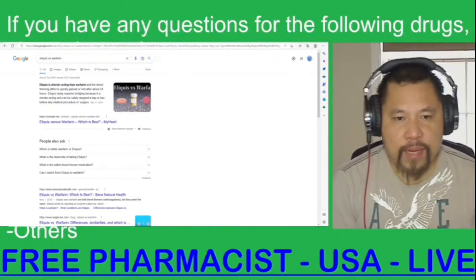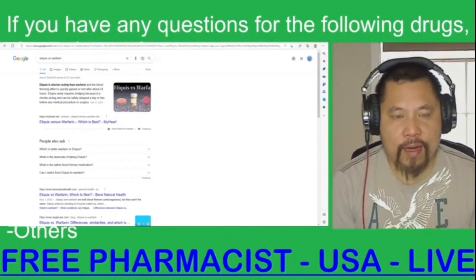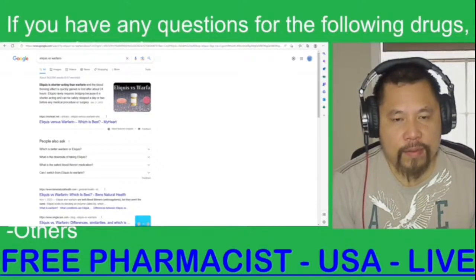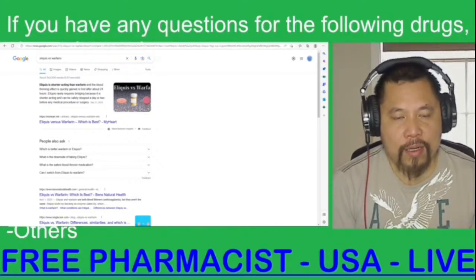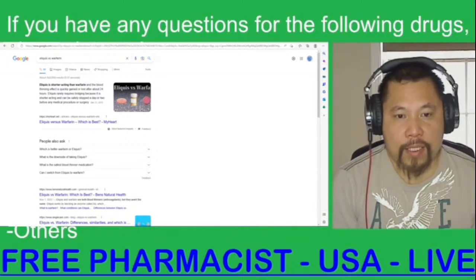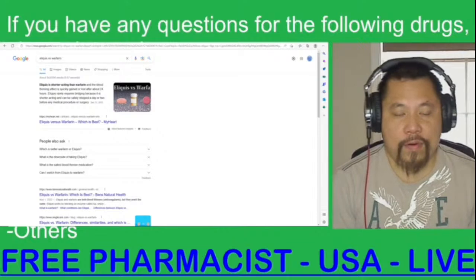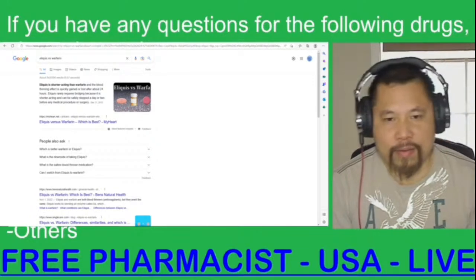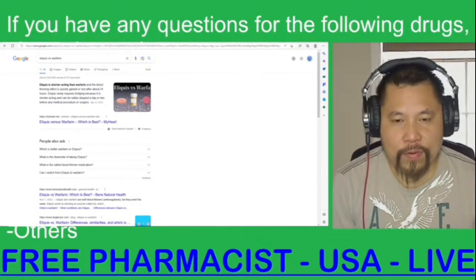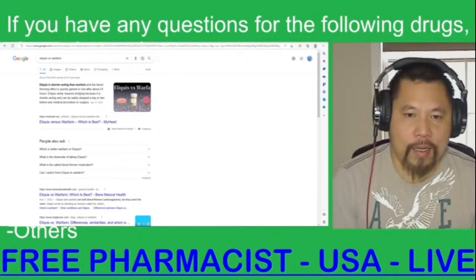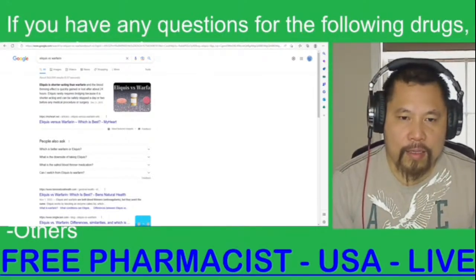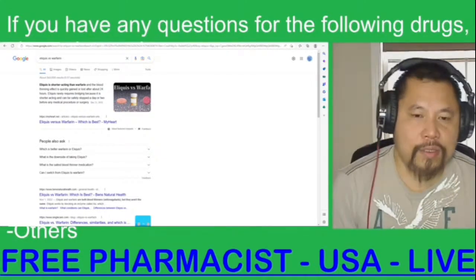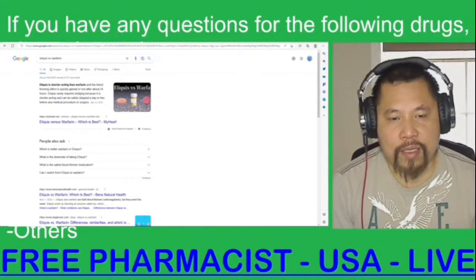Eliquis is a very expensive medication compared to warfarin. Even though you have a copay, it is very expensive, like $500 per month, and about $1,000 or more for a 90-day supply. Warfarin is like $10 for 3 months or so, it's very cheap. Eliquis is a new medication. I think it became available in 2017 or 2018, till now.